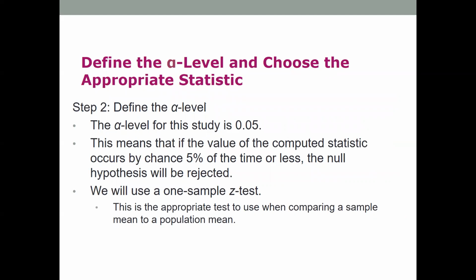We're going to define our alpha level and choose the appropriate statistic. So the alpha level for the study is 0.05, which is commonly seen in healthcare studies. This would mean that if the value of the computed statistic occurs by chance 5% of the time or less, the null hypothesis will be rejected. So we don't want it to be by chance. We're going to give ourselves 5% error that it happened by chance.